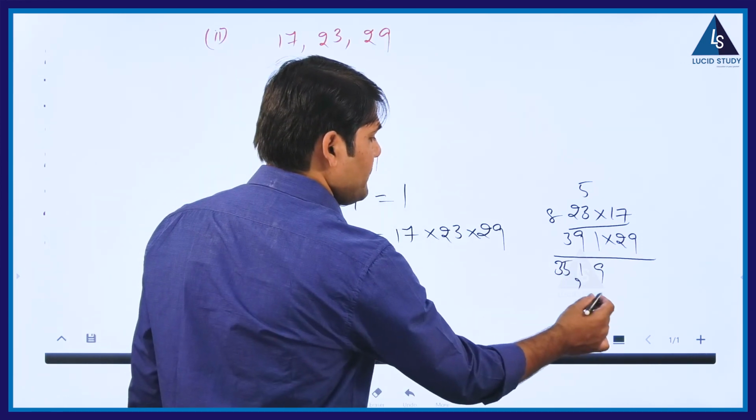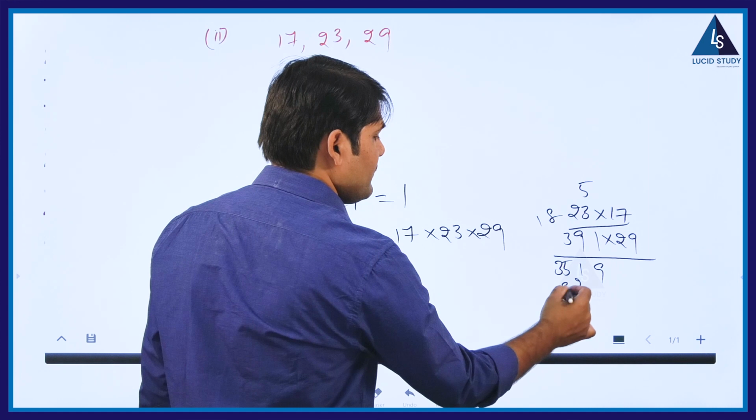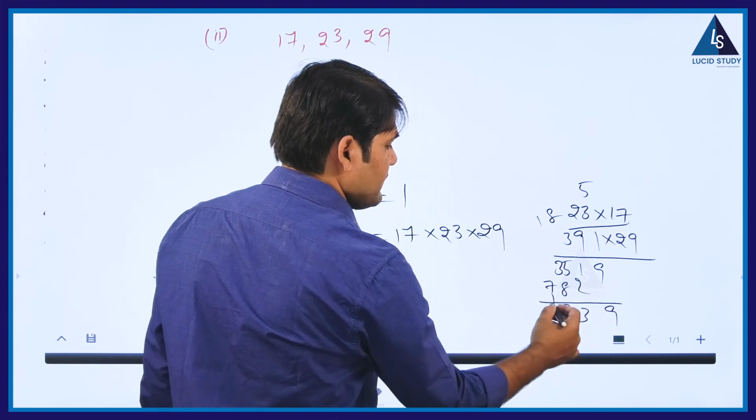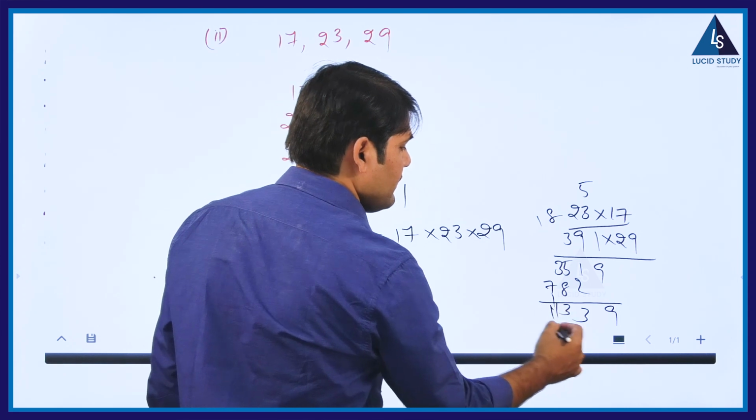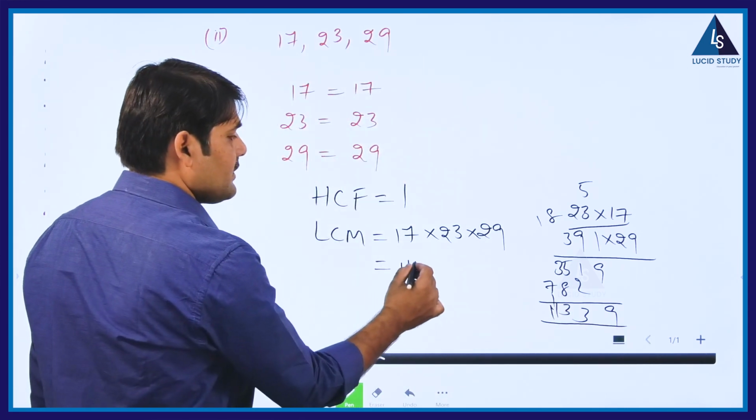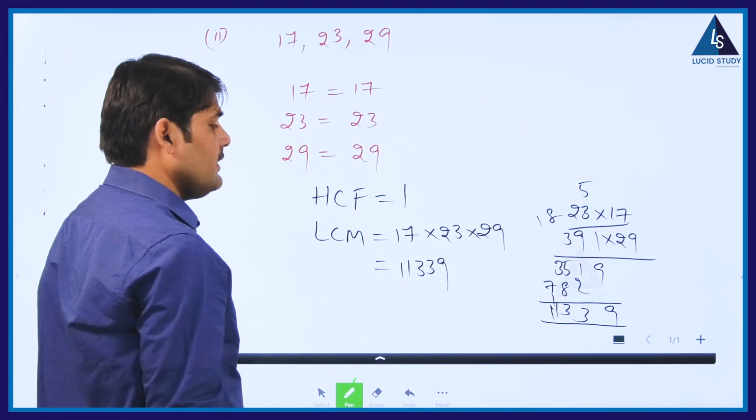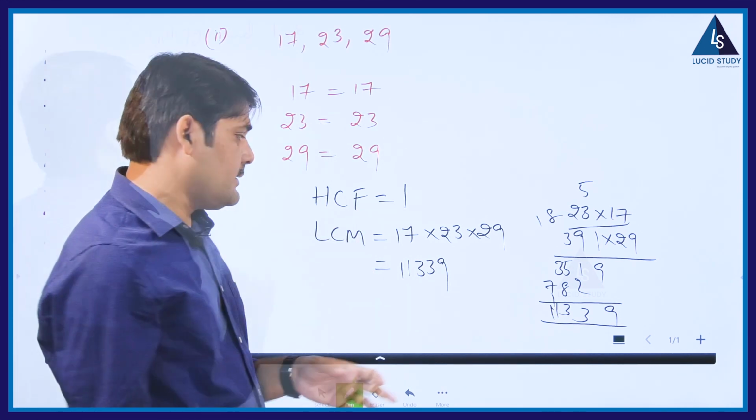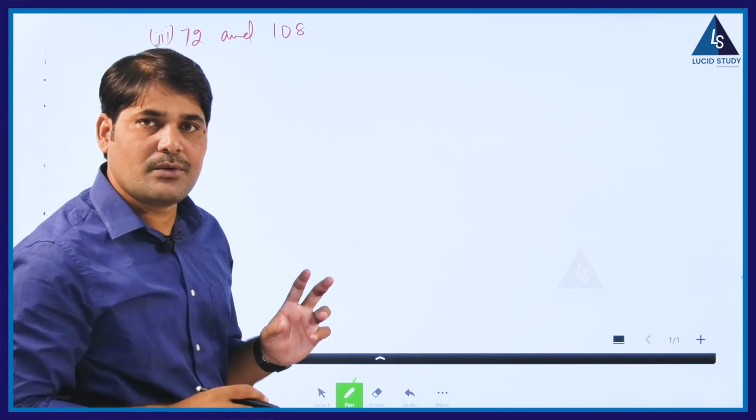Similarly 2 1s are 2. 2 9s are 18 and 7. So 9, 3, 13 and 11. So what is your answer? 11,339 is the LCM of the given three numbers. Understand? Third question, 72 and 108.